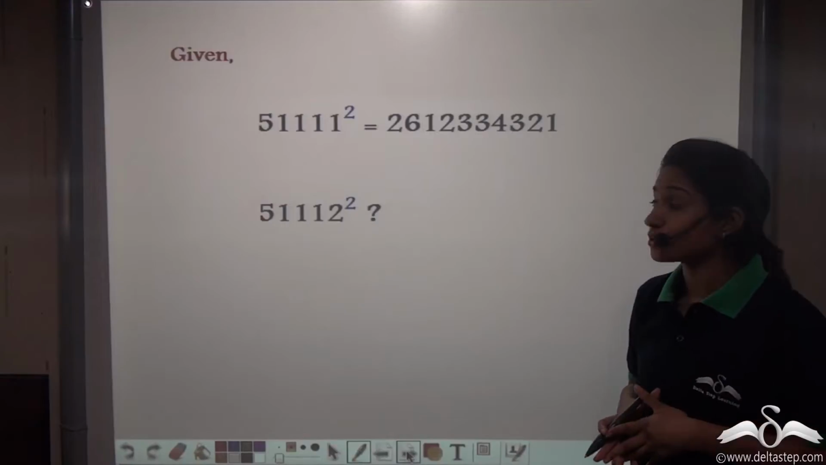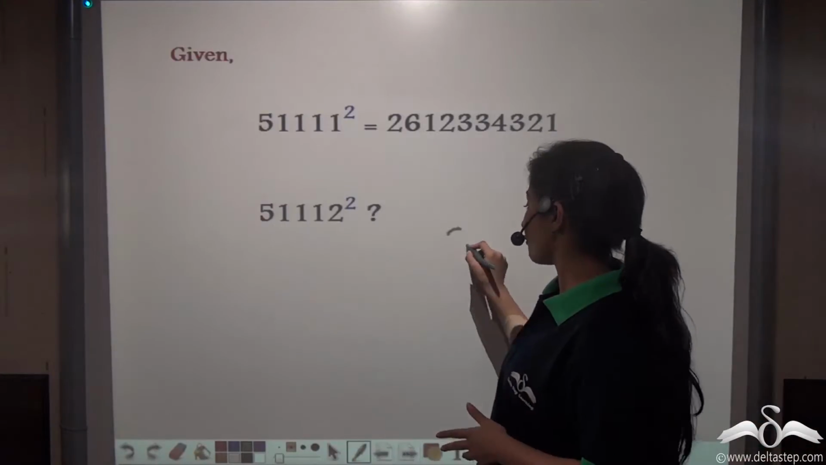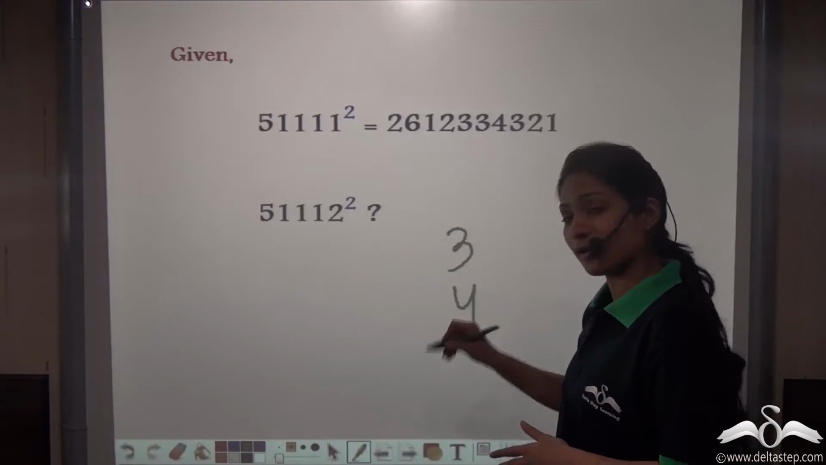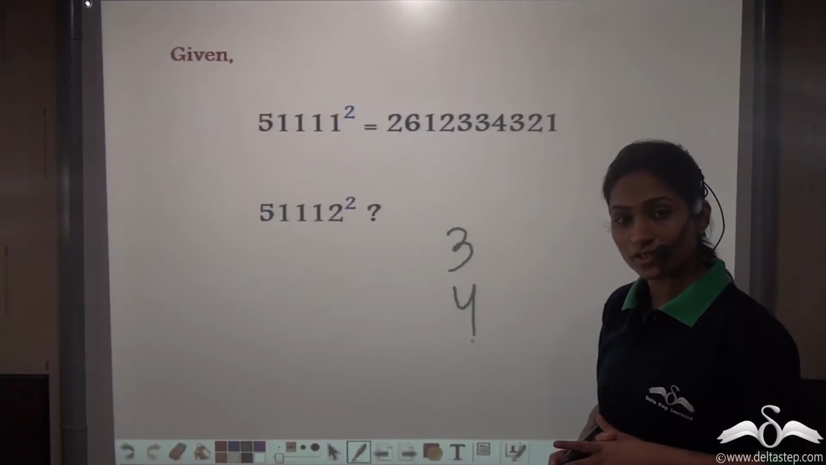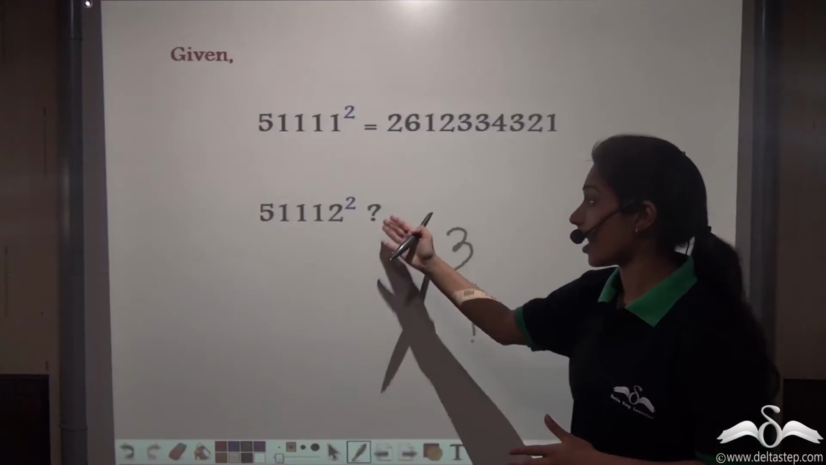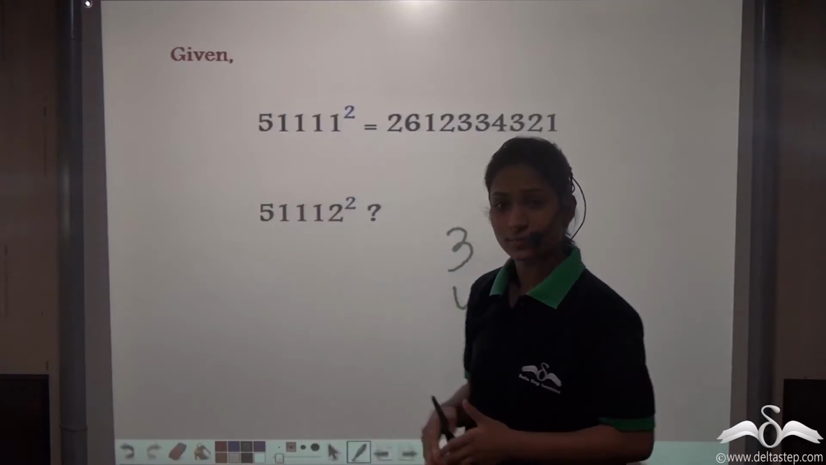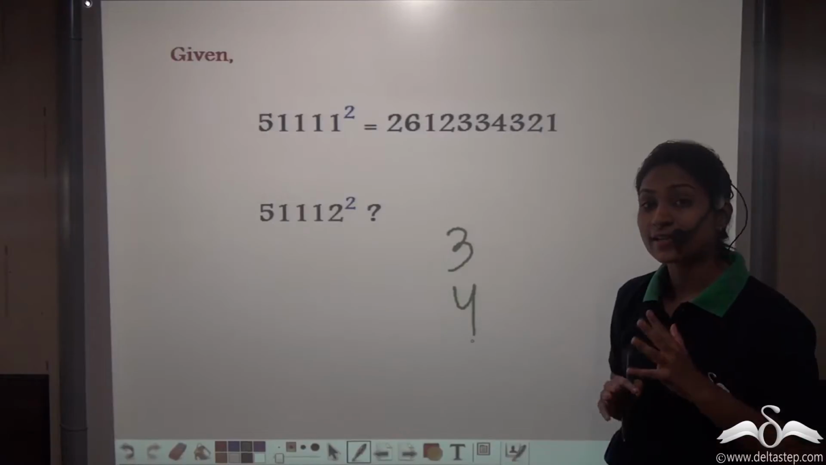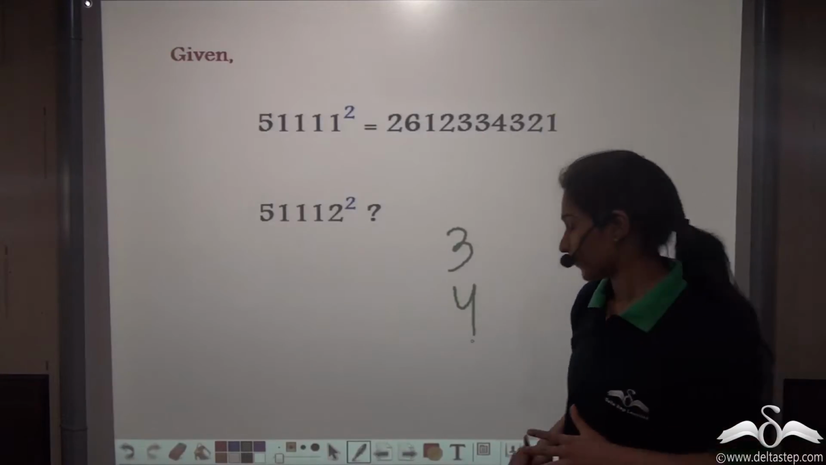Well, again you will be confused. Like if I give you the square of 3, can you find out the square of 4? It is a similar kind of question. But then how is 4 square related to 3 square? Similarly, how is this square related to this? Well, there is a connection. Let me tell you that.